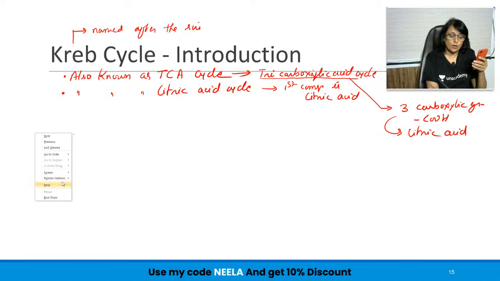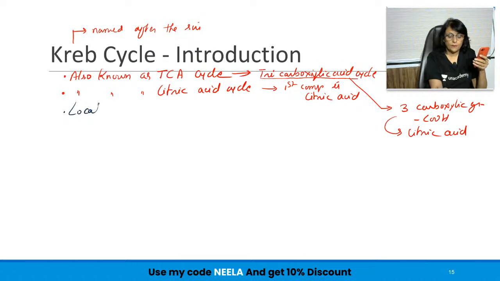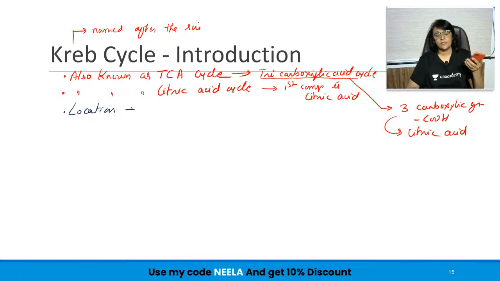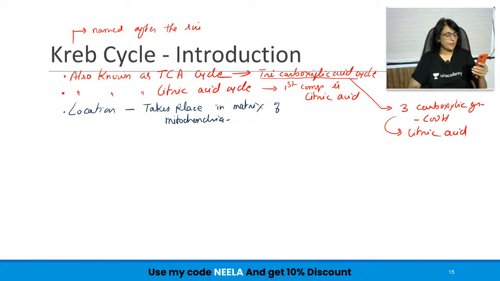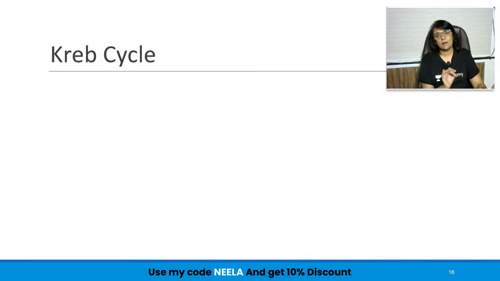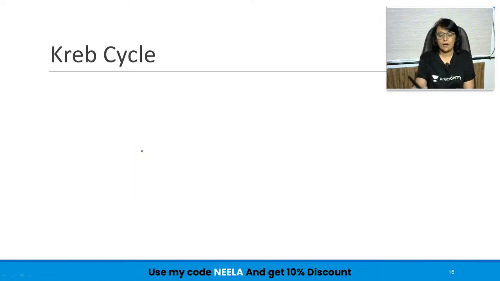Now let us talk about the location. Where does Kreb cycle take place? It takes place in the matrix of mitochondria. Now this cycle gets completed in 8 steps. So I'm going to just make a rough diagram or cycle for you so that you're able to understand how this is happening.